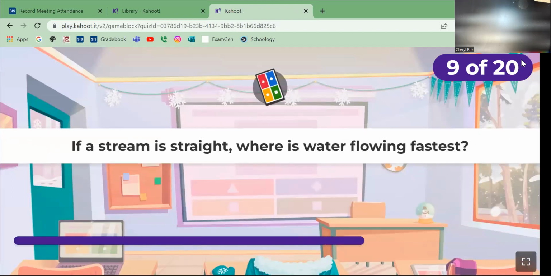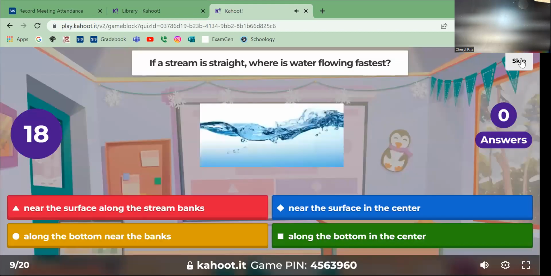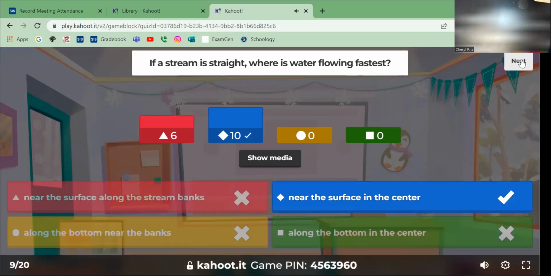Okay, if a stream were straight, where is the water moving the fastest before you click the button? It's not the bottom, so it's not yellow or green. So when I say it's not the bottom, the river is moving faster near the surface. We have not talked about this.